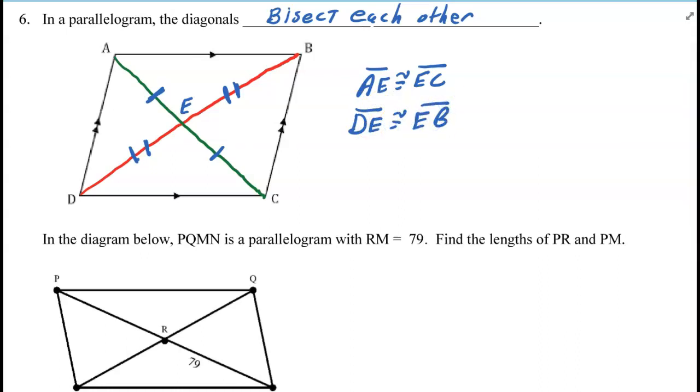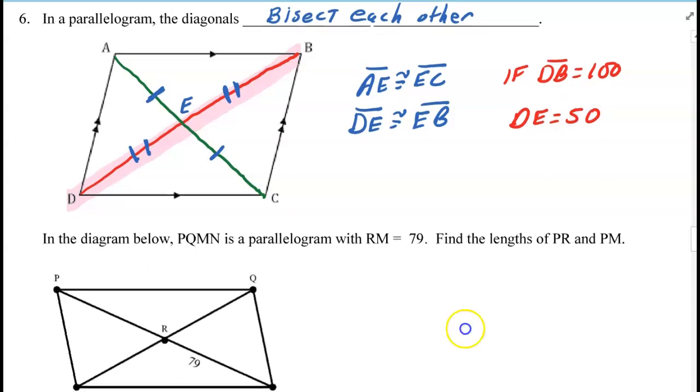So I'm going to make up an example. Let's suppose I said DB is equal to 100. So if DB is equal to 100, then we know that DE is equal to 50.